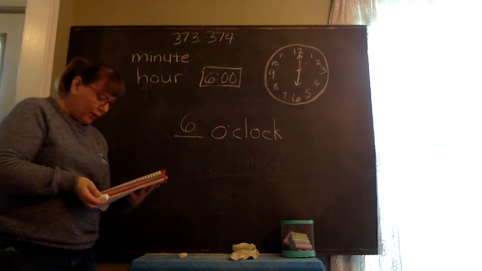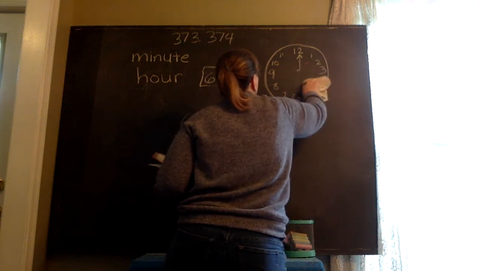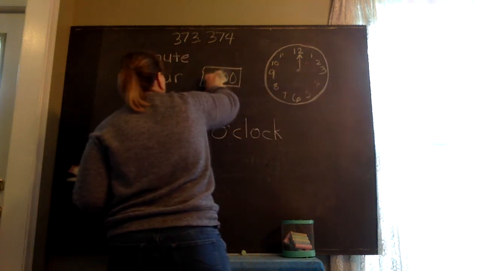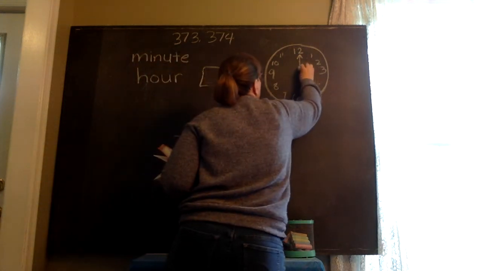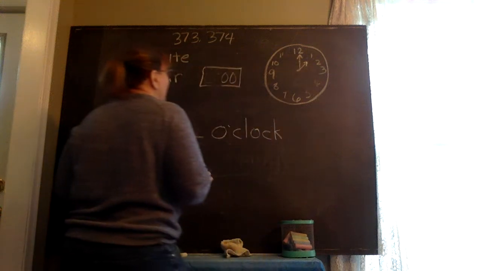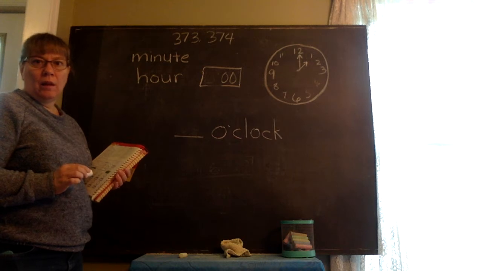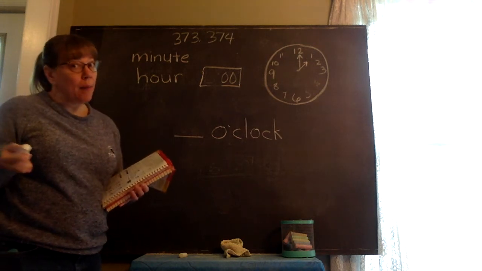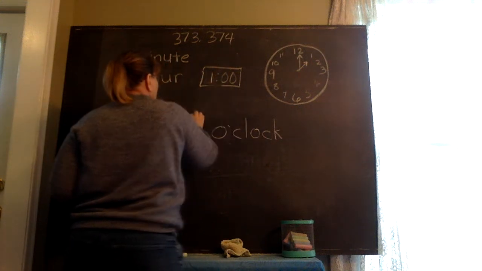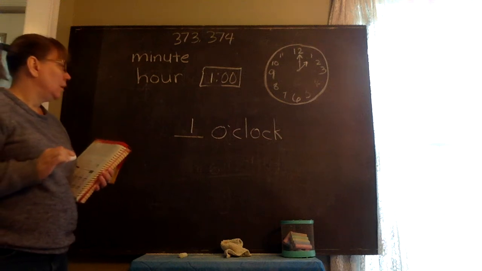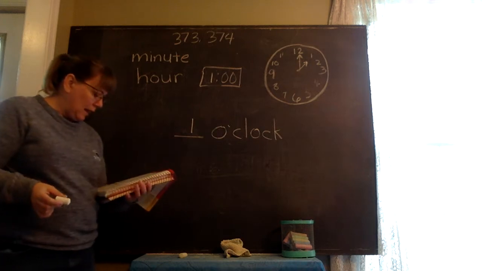Okay, we're going to do one more together. Number 3. All right, number 3, the minute hand is still pointing to the 12. The hour hand is pointing to the 1. Okay. If the minute hand's pointing to the 12, it's something o'clock. The hour hand is pointing to the 1, so that's telling us it's 1 o'clock. So number 3, put a 1 on the blank in front of o'clock and a 1 in your digital clock.